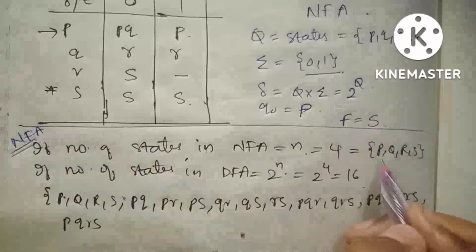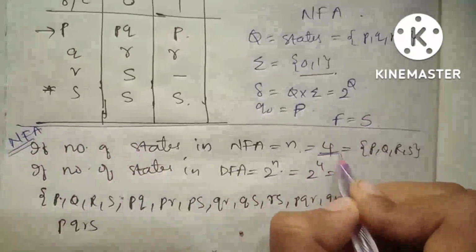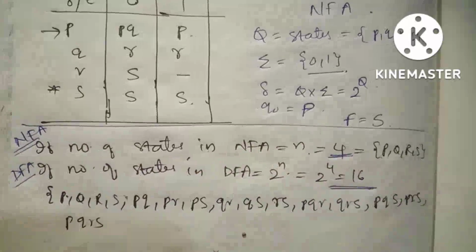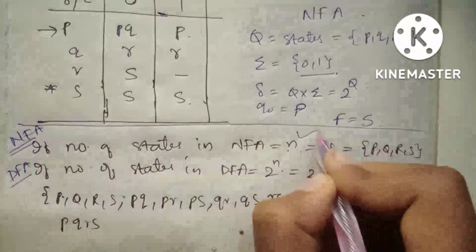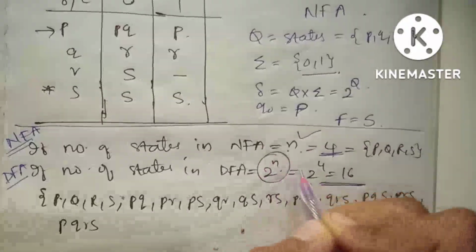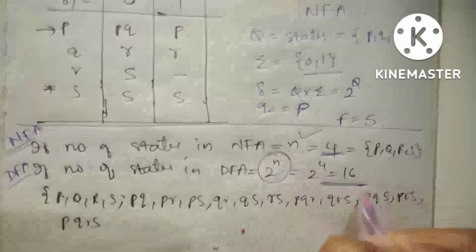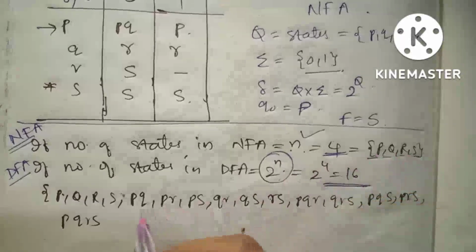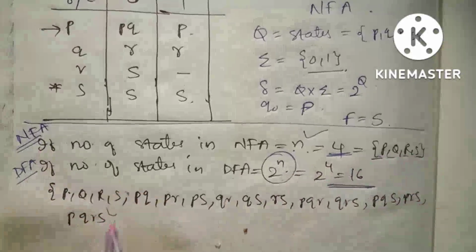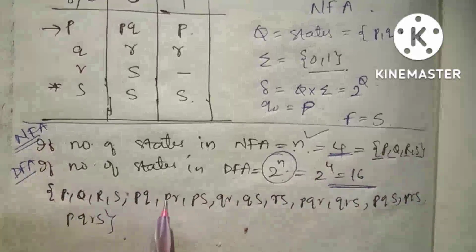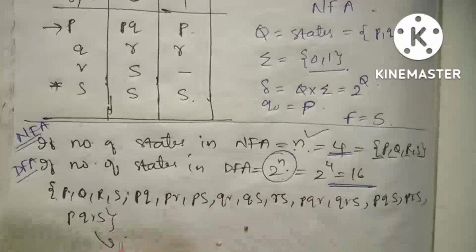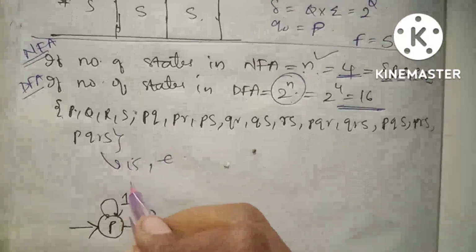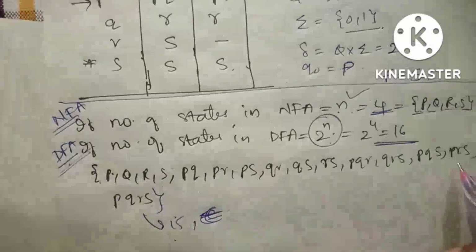So according to NFA, these are the states: P, Q, R, S are the 4 states. When we convert it into DFA, we are going to get 16 states, as we have already said. In NFA, if there are n states, in DFA we are going to get 2 power n states, that is 2 power 4, which equals 16. So when we write the states in DFA, we get a total of 16 states: P, Q, R, S, then PQ, PR, PS, and so on, like that we get 15, and another one is the epsilon, since in DFA there is no concept of epsilon. Now these are the states in DFA.